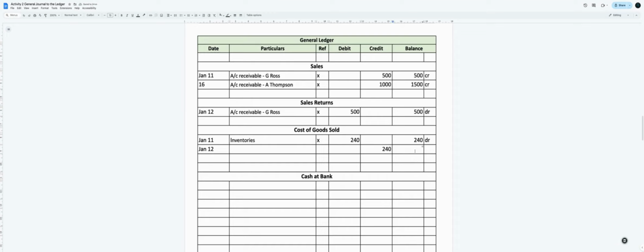Now, what becomes of our balance? Well, if I had a debit on this side and I've got a credit on here, it cancels it out, so it becomes a zero balance. But again, what do I write in the particulars?